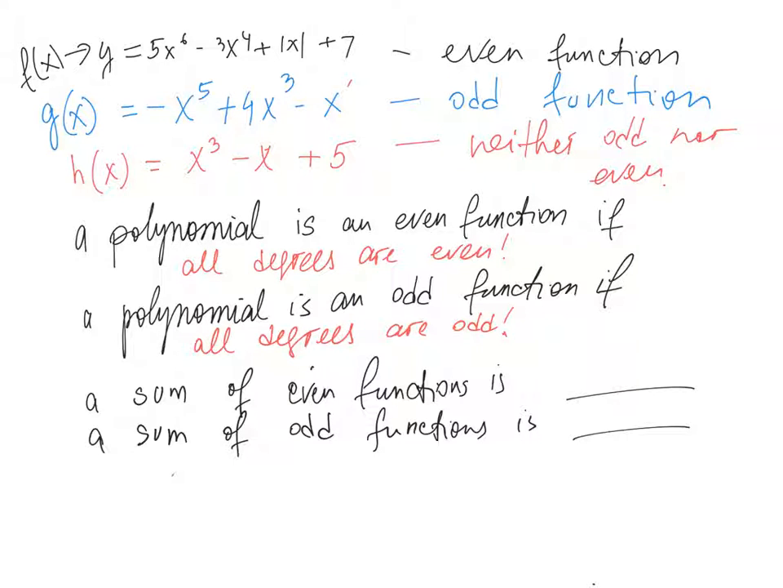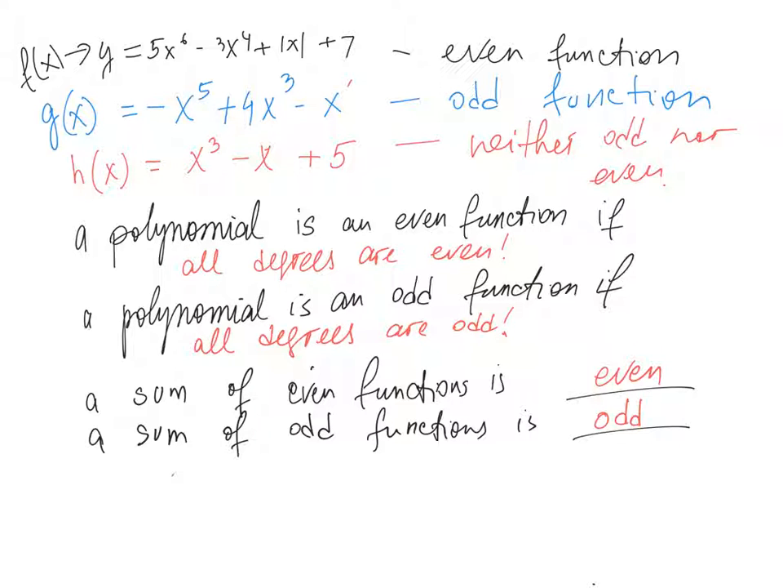Okay, so if you add only even functions, like in this example, then the result will be even. If you add only odd functions, like here, the result will be an odd function. And if we mix them up, like we did here, odd, odd, even function, then it will be neither. There are rules. Oh, when we say sum, it can easily be a difference, of course.